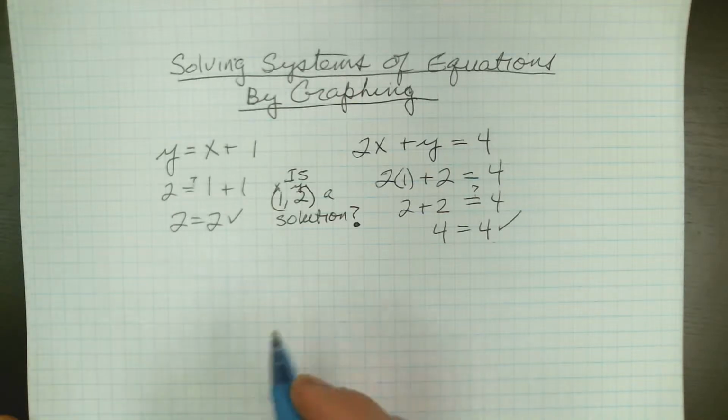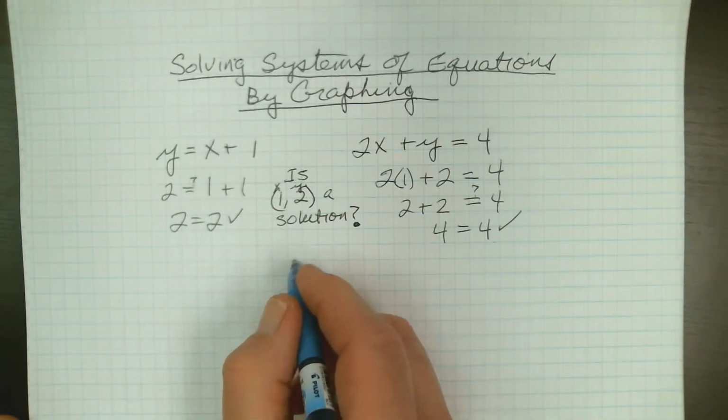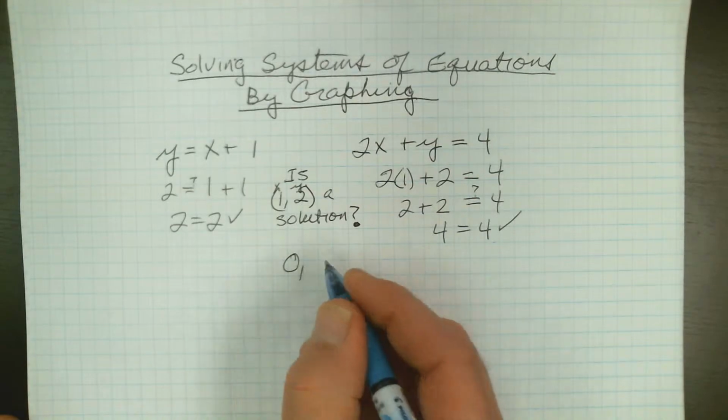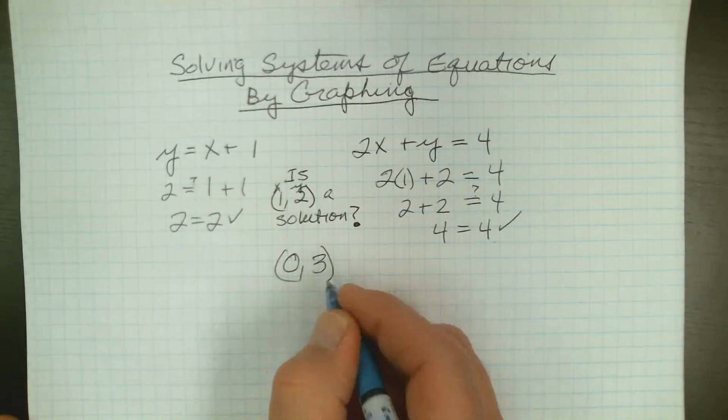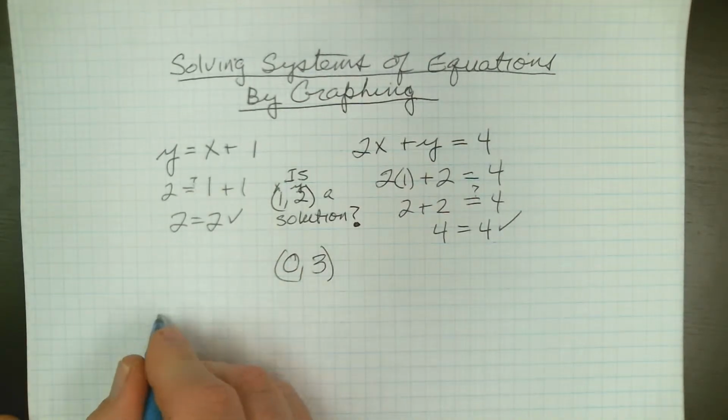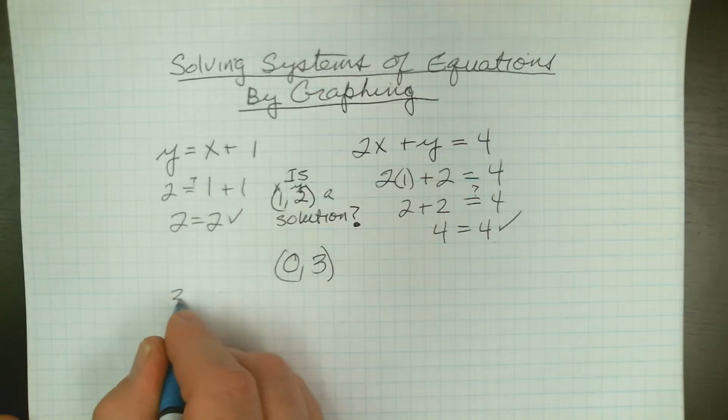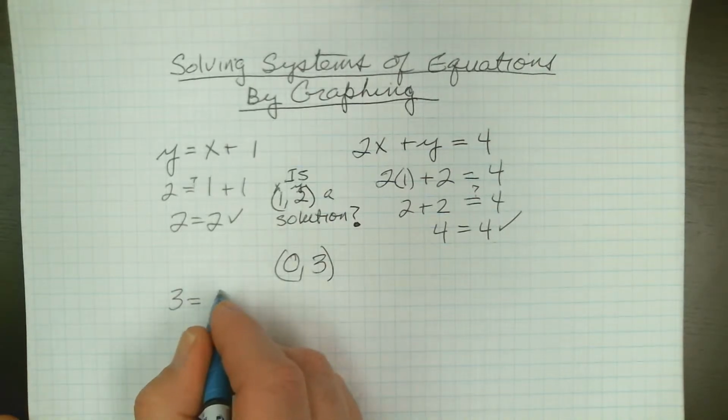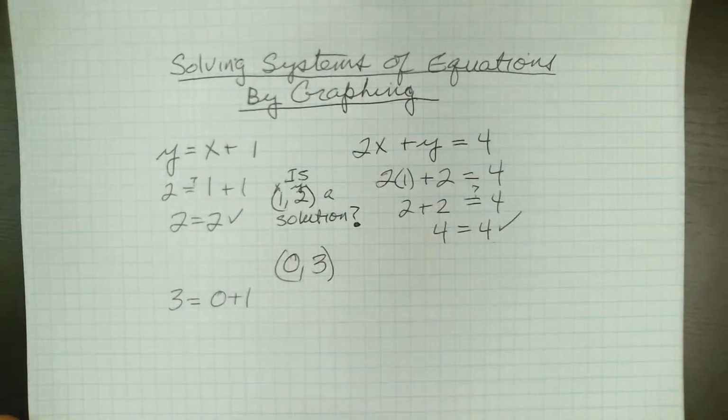If we tried something else, so let's say I try, is (0, 3) a solution? Well, I go in here and I go 3 is equal to 0 plus 1. Well, it's not even a solution to one of them. I don't know about the other one, but I can stop there. So that's the first part. We test to see if it's a solution. And it's a solution if it satisfies both equations.